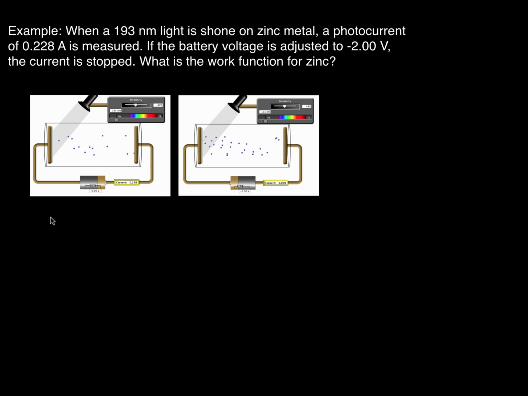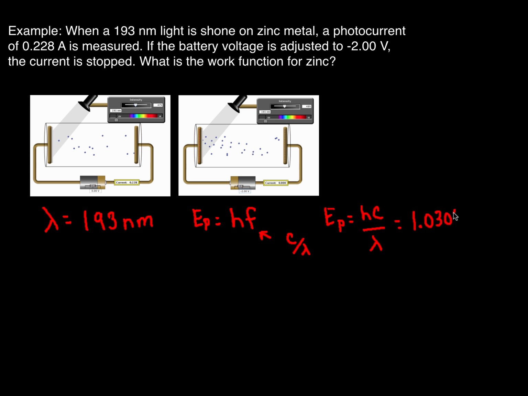So in this problem, we're told that the wavelength incident on the photons is 193 nanometers. This means the energy of the photons is hf, and since f is equal to c over lambda, the energy of the photons is equal to hc over lambda. This gives us an energy of the photons equal to 1.0306 times 10 to the negative 18 joules.